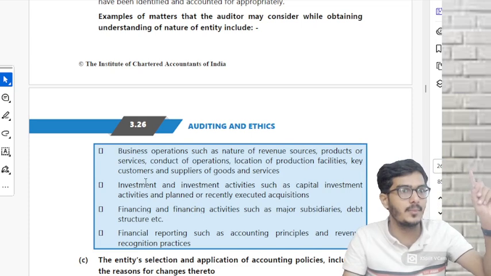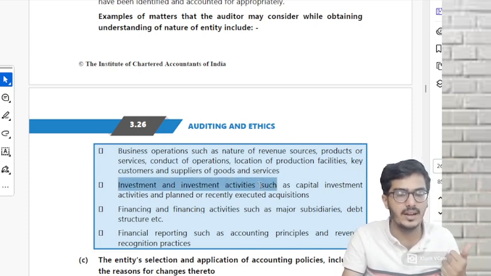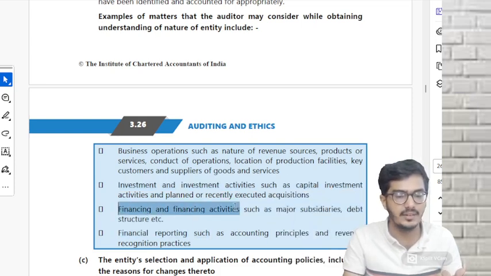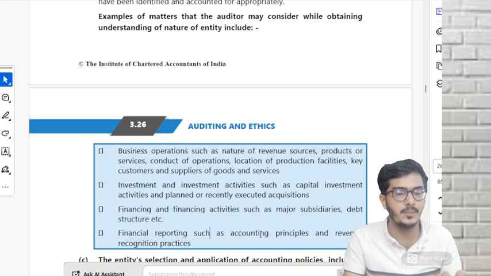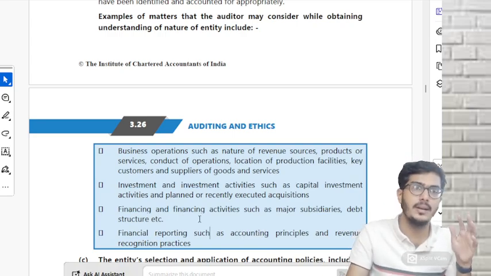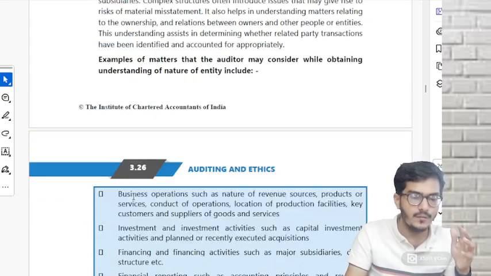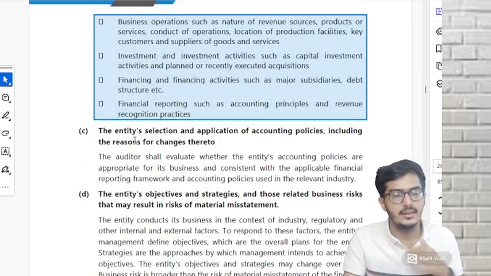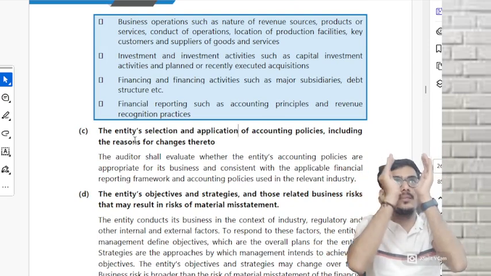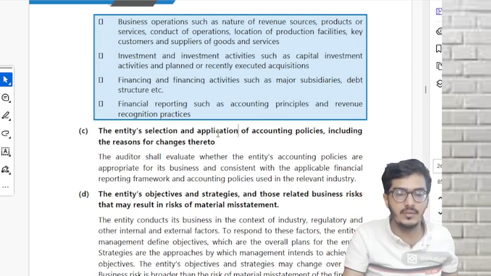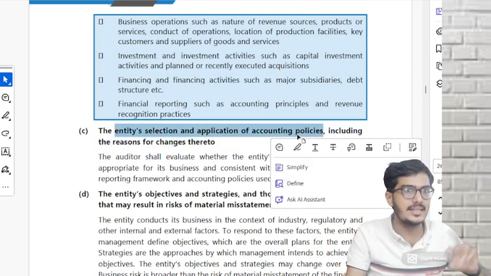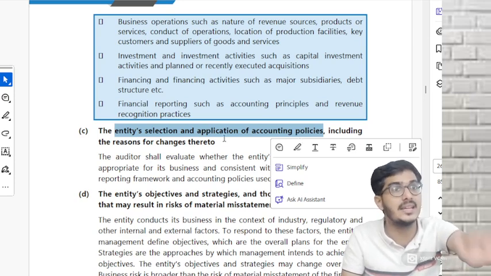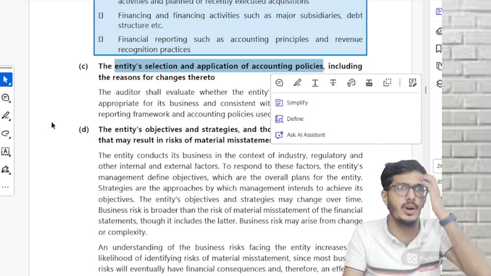Second one, that investment point was that what is their investment, how much is their investment activities, how much is the capital investment. Third one was about financing activities such as major subsidiaries, and financial reporting such as accounting principles and revenue recognition practices. So these 4 points, 4 examples they have given over here. Understood? Then first we discuss about industry, then we jumped on to entity. Now inside that entity, they would have been following some accounting policies, SLM, WDV, FIFO, LIFO. That also you are supposed to understand and check whether they are appropriate for the company or not.